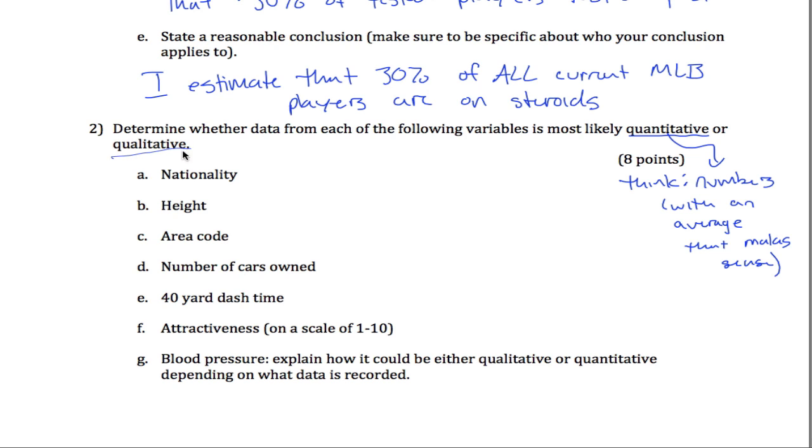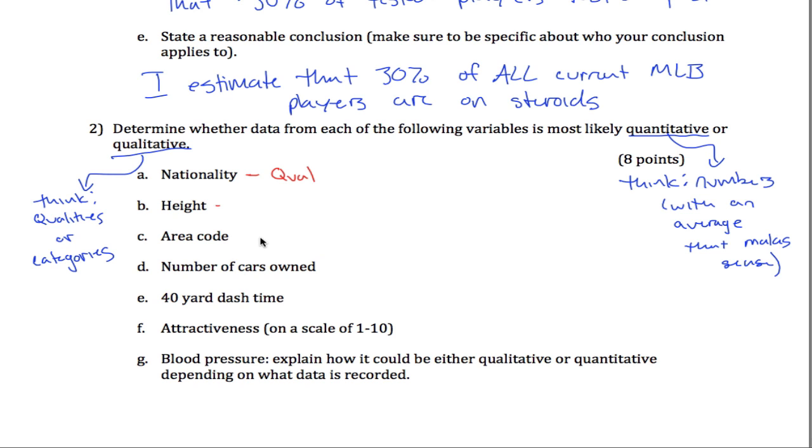Or qualitative, you're thinking qualities. Or categories, however you want to think about it. So we're just going to go through one by one. Nationality, that doesn't really seem like it has anything to do with a number. It's more a category. So I would think that you would call this qualitative.